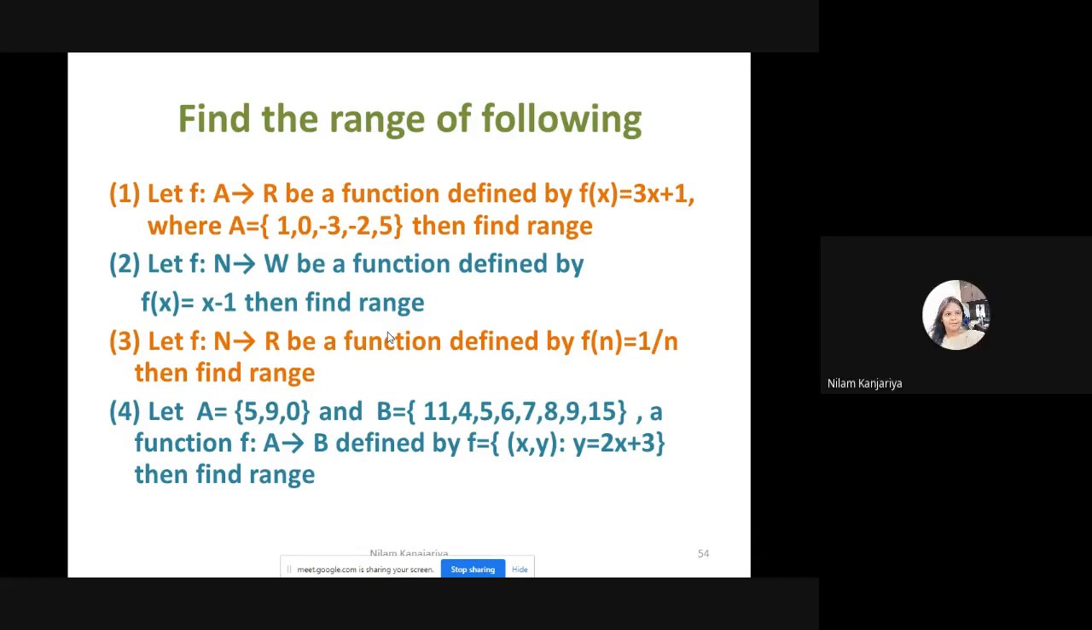If you have any problem solving, then tell me. Are you able to find the range? I will give you more examples. So solve this 1 and 2. What is the range?